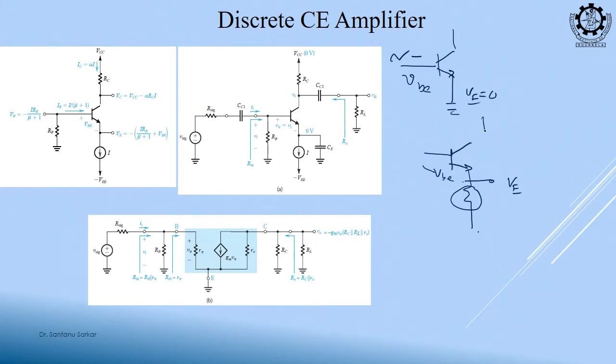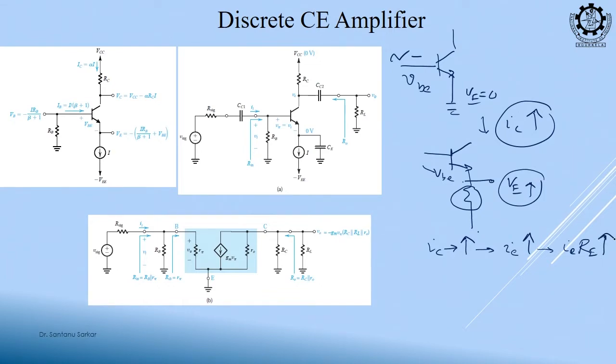So, now suppose IC is increasing, so IE will also increase. So, the IE RE drop will also increase. So, VE will also increase. Now, what is my VBE?